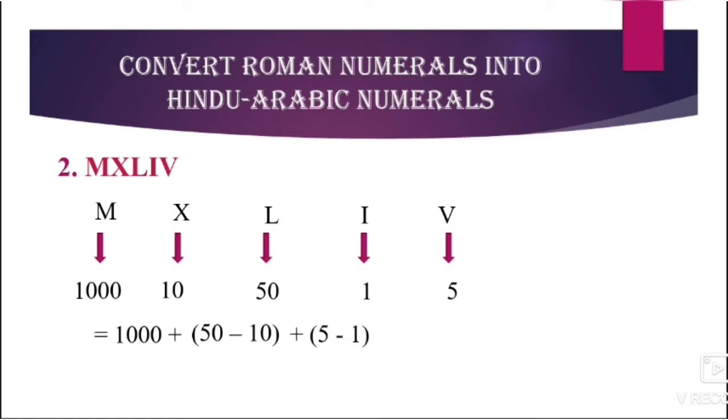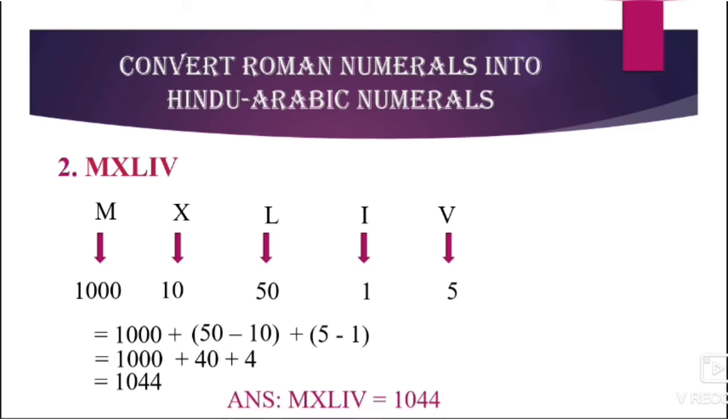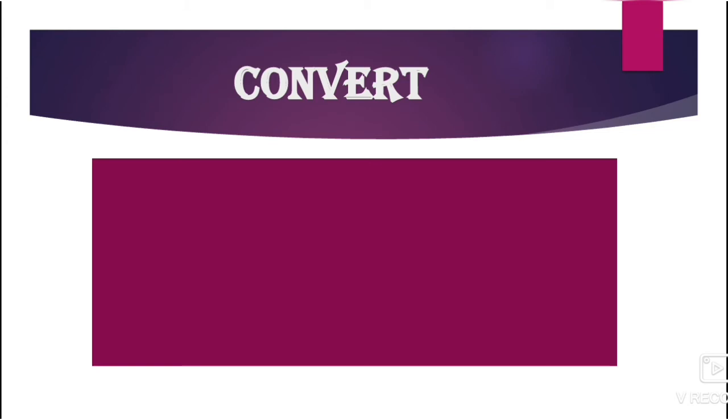Simplifying, we get 50 minus 10 is 40. 5 minus 1 is 4. So, 1000 plus 40 plus 4. Adding together, it gives 1044. So, the answer is MXLIV is equal to 1044.